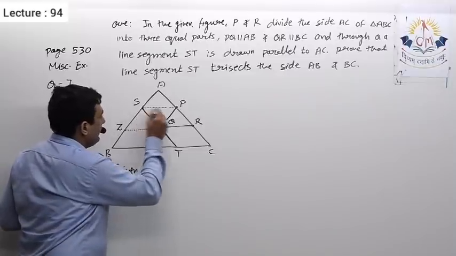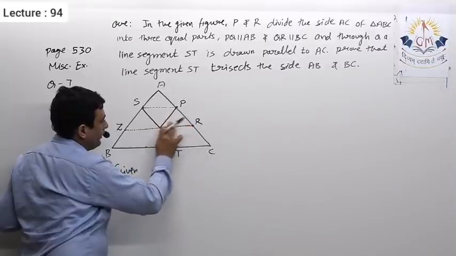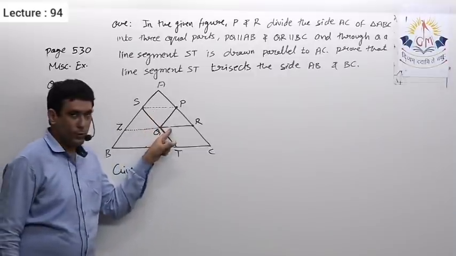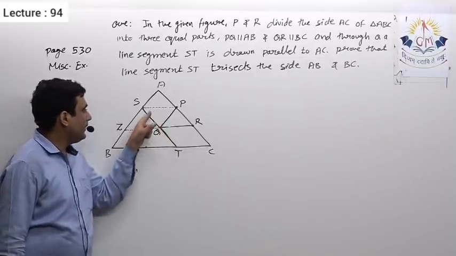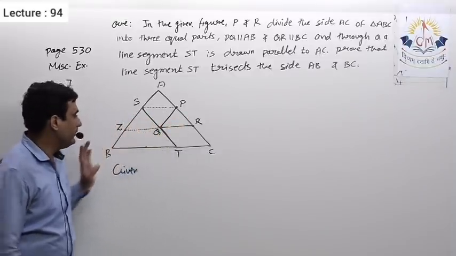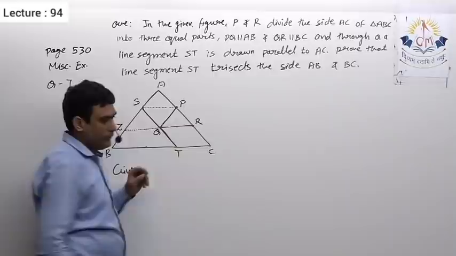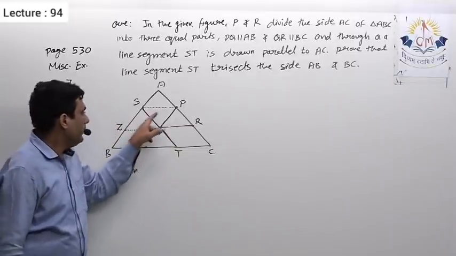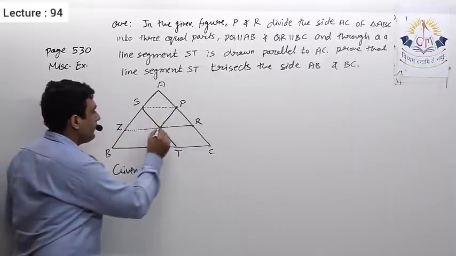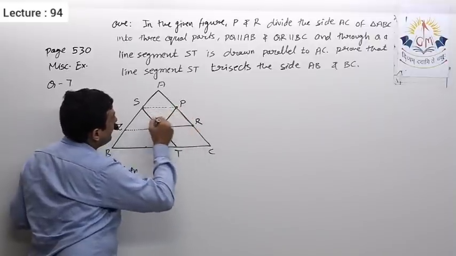Okay, now to prove these two are parallel, I will try to prove SPRQ is a parallelogram. Let this point be Q. To prove SP parallel QR, if I prove SPRQ is a parallelogram, that will be sufficient. For a parallelogram, I need both pairs of opposite sides parallel. Here I need to prove that these two lines are parallel, so I can't use this, although it is not given.